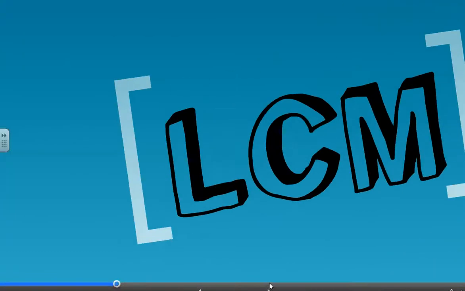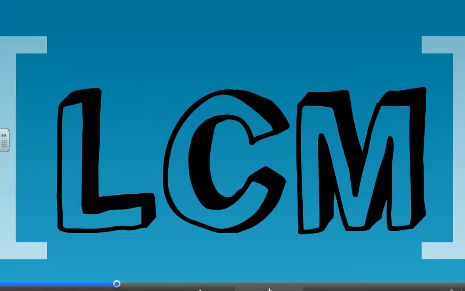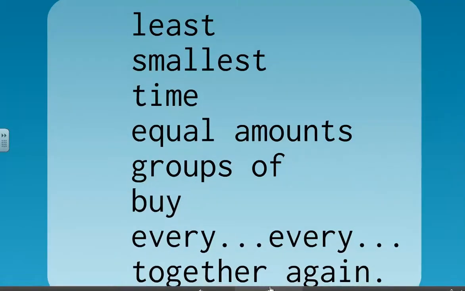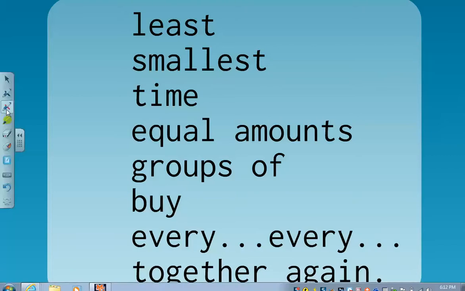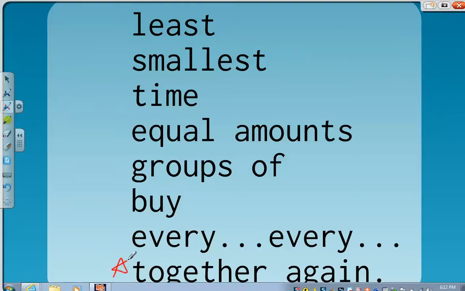Okay, so let's look at least common multiple then. What are some words for that? So go ahead and label least common multiple, and let's get some key words or phrases. Okay, obviously least or smallest. Also time, when you start looking at time and equal amounts and things moving forward in time, groups of, when you're buying, every, together again. This last one, together again, is a really big one in least common multiple. You'll notice that they're asking, if they start here, when will they come back together again? That especially is a least common multiple phrase.